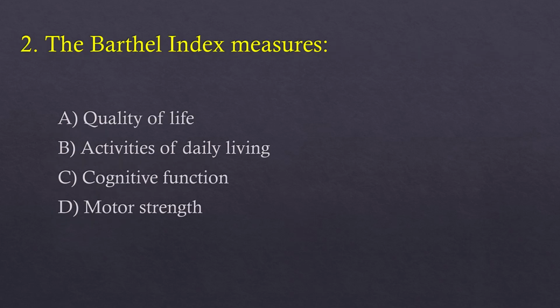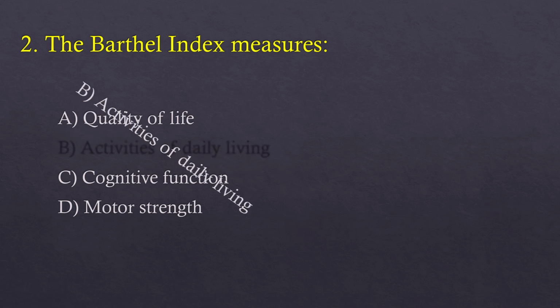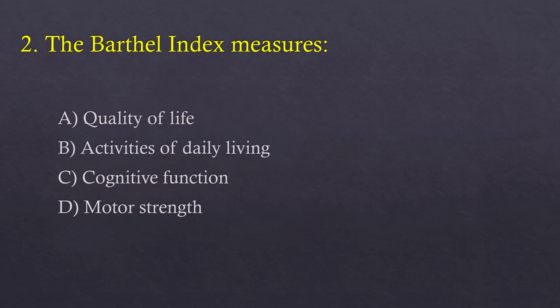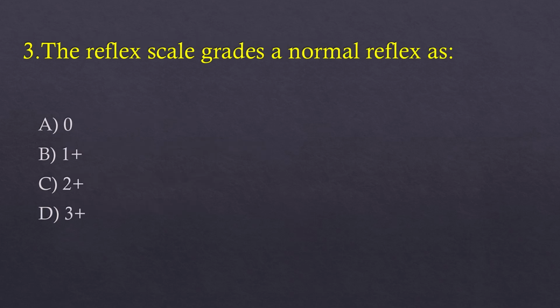Number 2. The Barthel index measures A. Quality of life, B. Activities of daily living, C. Cognitive function, D. Motor strength. So the answer is B. Activities of daily living.